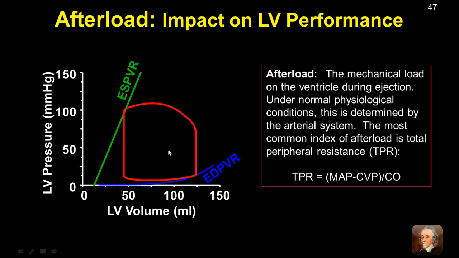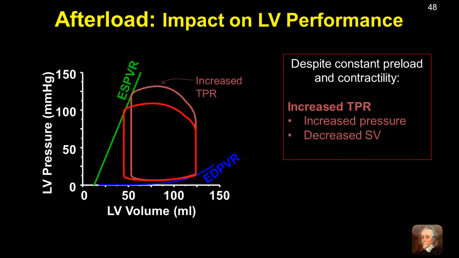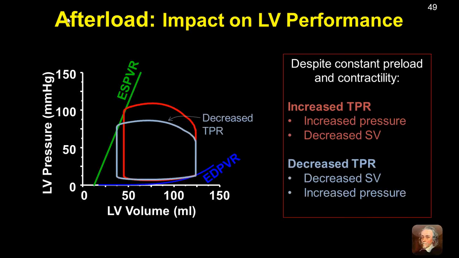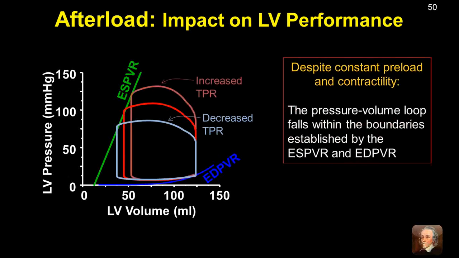But this is what happens when you change the afterload on the ventricle. So here's the baseline loop. Now if you increase the TPR, you'll have an increase in pressure generation, and in this case, a reduction in the width, meaning a reduction in the stroke volume. If you decrease the TPR, the loop gets shorter, meaning less pressure generation, but it is able to eject more, so the stroke volume increases. Again, as I emphasized before, the loops change their shape and their position, but they exist within the boundaries that are established by the end systolic and the end diastolic pressure volume relationships. So that is preload and afterload.